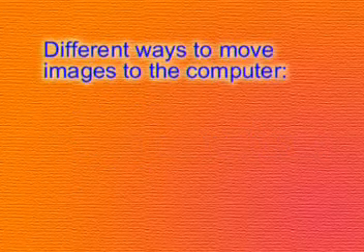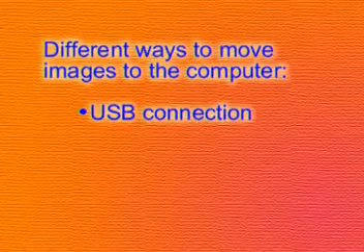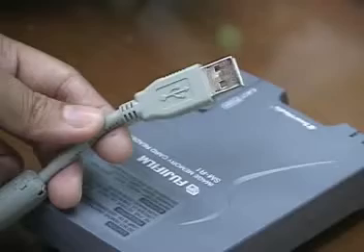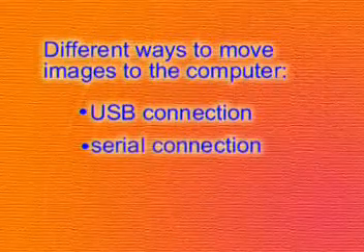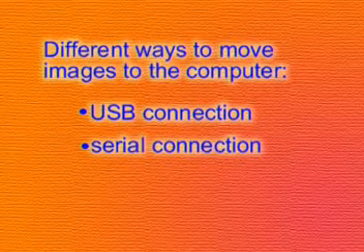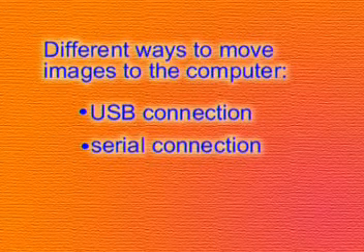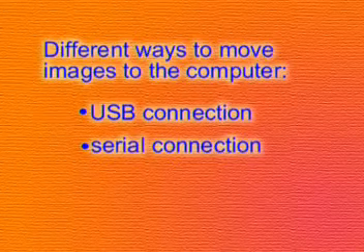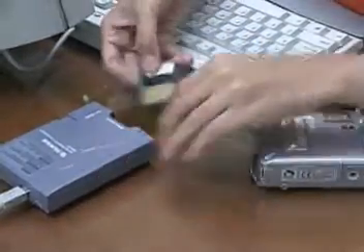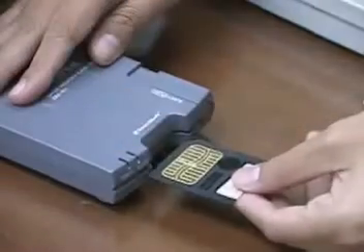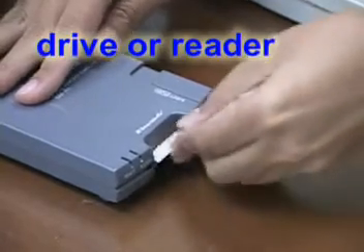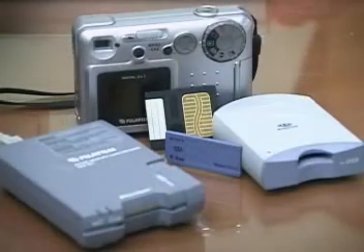Different ways to move images from the camera to the computer. USB connection: a USB connection is a fast, easy way to download images. Serial connection: this is a slow way to download images, but works on almost any computer. In order to transfer the files from a flash memory device to your computer without using cables, you will need to have a drive or reader for your computer. These devices behave much like floppy drives and are inexpensive to buy.